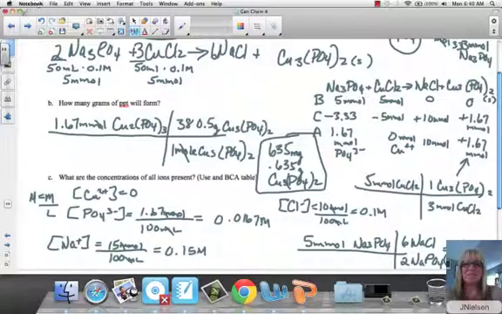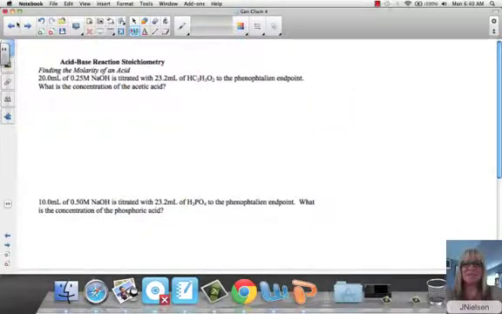Okay, big problem. Let's move on. Finding the molarity of an acid. Again, this is going to be using stoichiometry and a balanced equation. First and foremost, you always need to start with a balanced equation.